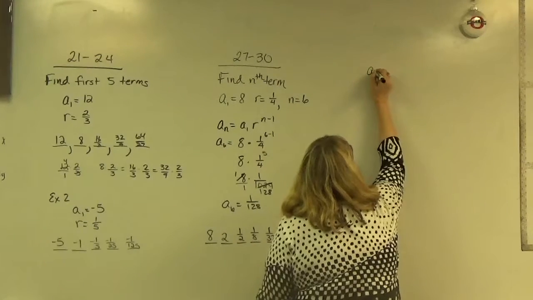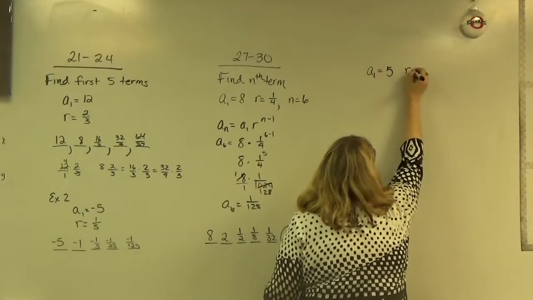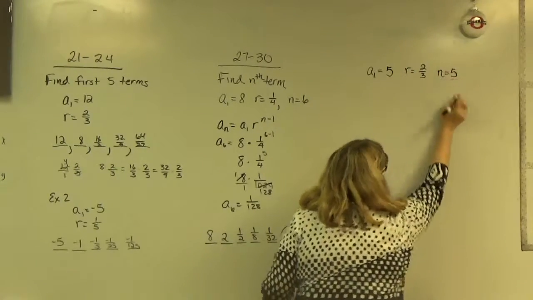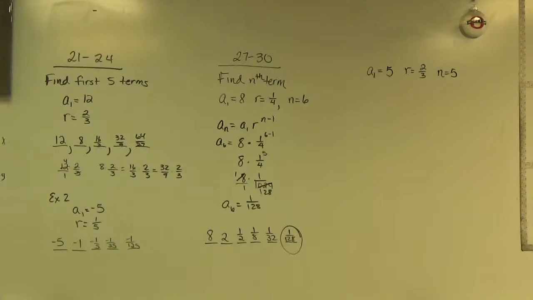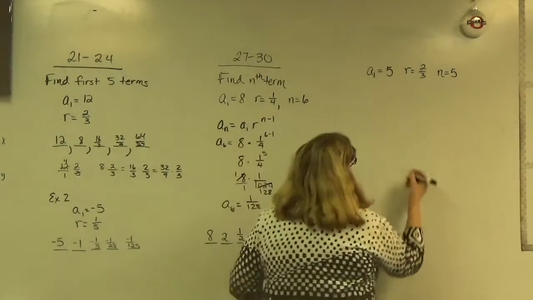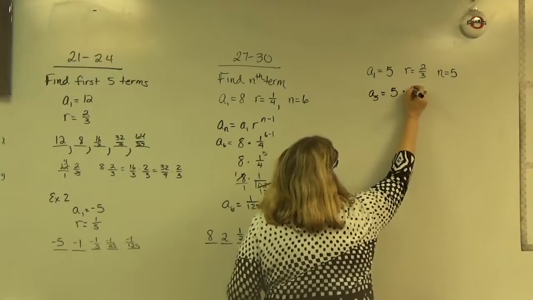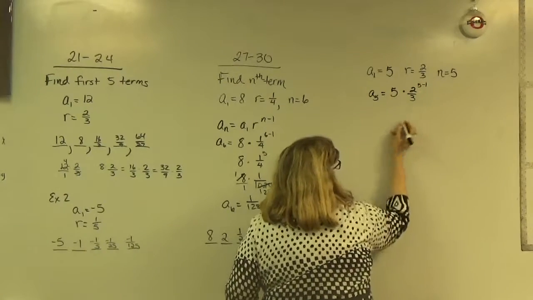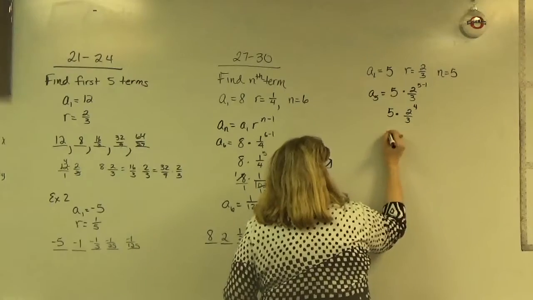Okay, so let's say the first term is 5. Let's let the ratio be 2/3. And let n be 5. So first let's do the formula way. So we want the 5th term. The first term is 5, the ratio is 2/3 raised to the n minus 1 power. So what's 5 minus 1? 4. So we want 2/3 to the fourth.